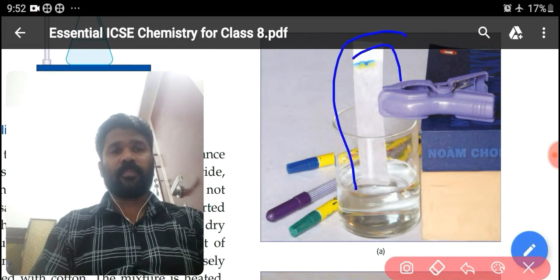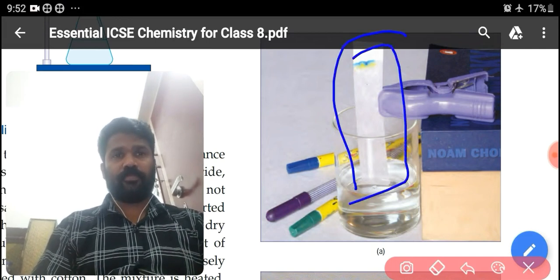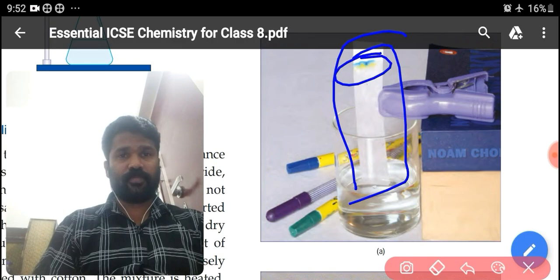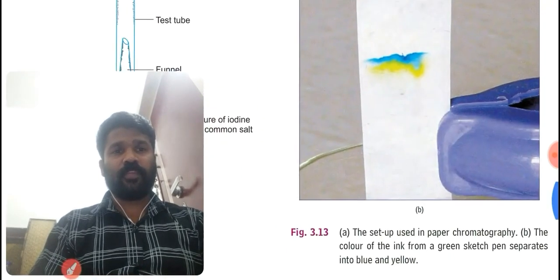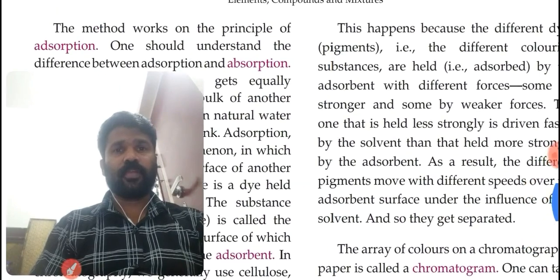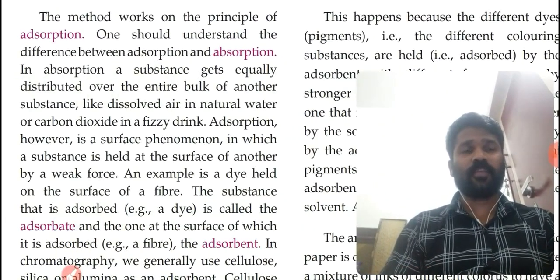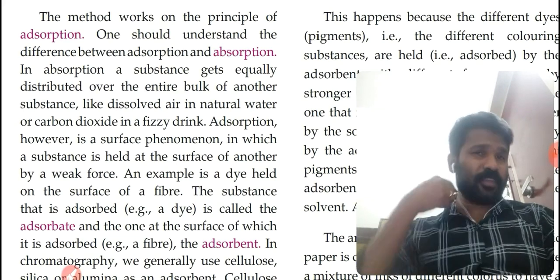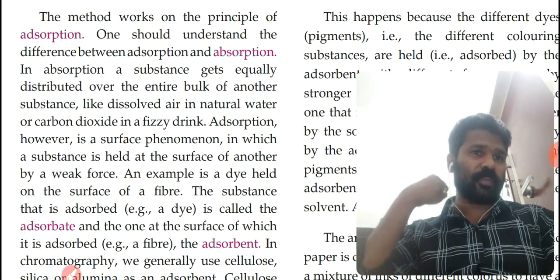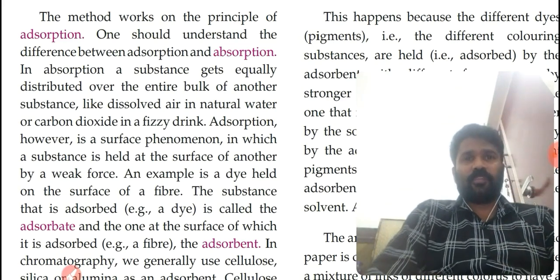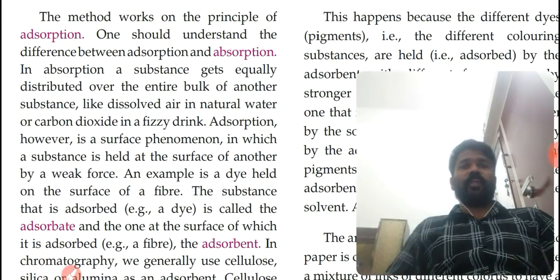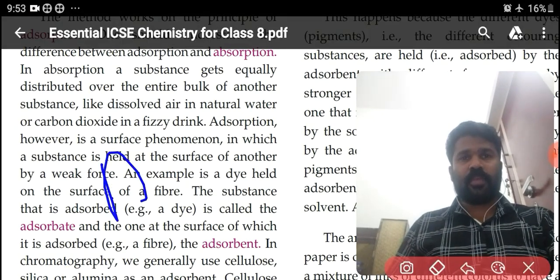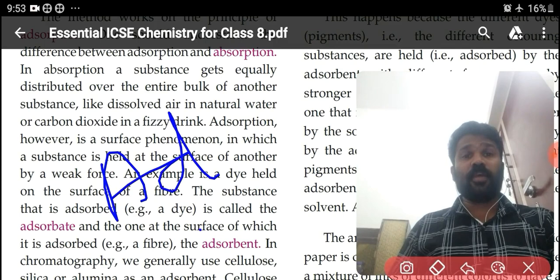By mixing the ink, what happened here? From the ink we got different color spreads. Okay, students, so this activity we will discuss. Clear? Before that, we have to understand what the chromatography method is. This method works on the principle of adsorption. One should understand the difference between adsorption and absorption.